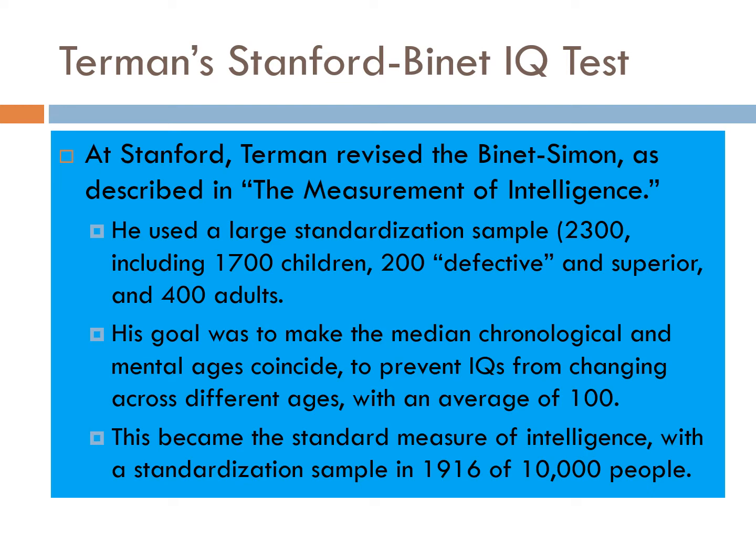He used a large standardized sample, 2,300, including 1,700 children, 200, quote, defective and superior, 200 defective adults and 400 superior adults. His goal was to make the median chronological and mental ages coincide, right, to prevent IQs from changing across different ages with an average of 100, right? So this became the standard measure for intelligence with a standardized sample in 1916 of 10,000 people.